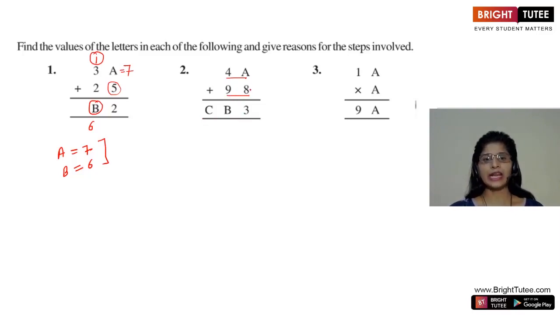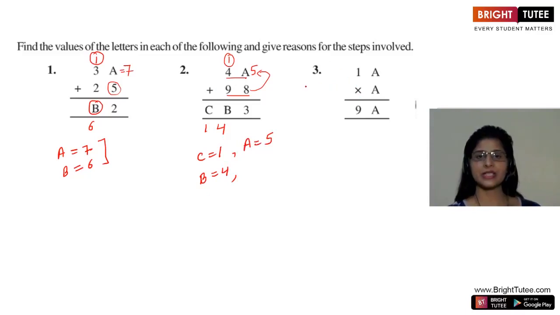In 8, what should be added so that we get 3? It should be 13. Then what should be added? 5. 8 and 5 is 13. 1 is the carry over here. 9 and 1 is 10, and 10 and 4 is 14. So it will be 14. The value of C is 1, the value of B is 4 and the value of A is 5 here. Clear? Moving on to the next question.